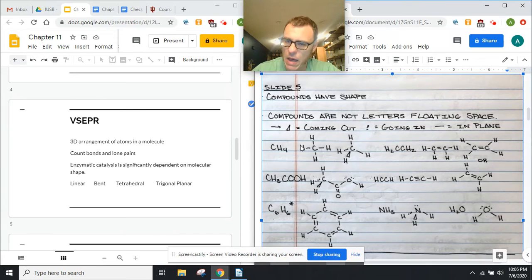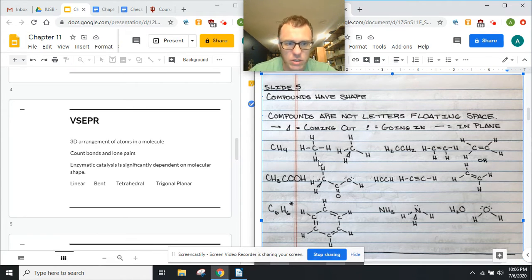All right, guys. So now this can be a little complicated, but here we go. When you see a wedge like that, a triangle, that means it's coming out. Here's the paper. It's coming out, like at me. When I see these little dashes, that means it's going into the paper or behind it. And then if I just draw a straight line, that's in the plane of the paper.